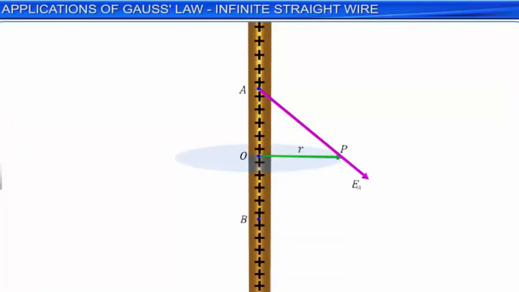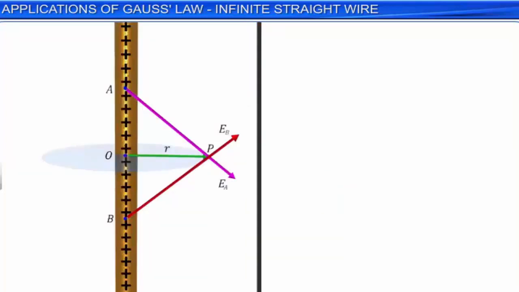Similarly, the electric field at P due to the element at B, EB, acts along BP. As the two elements A and B are equidistant from O, they are also equidistant from P. Thus, the magnitudes of the electric field strengths due to A and B at P are equal.